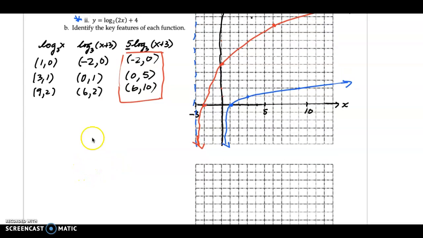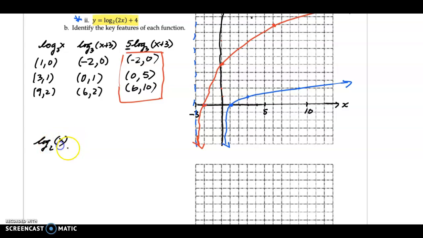Okay, so here's example 2, and we're going to do this one now. We have this. So again, we're going to just start with the basic. So this is just log. Always start with the basic and then your points.